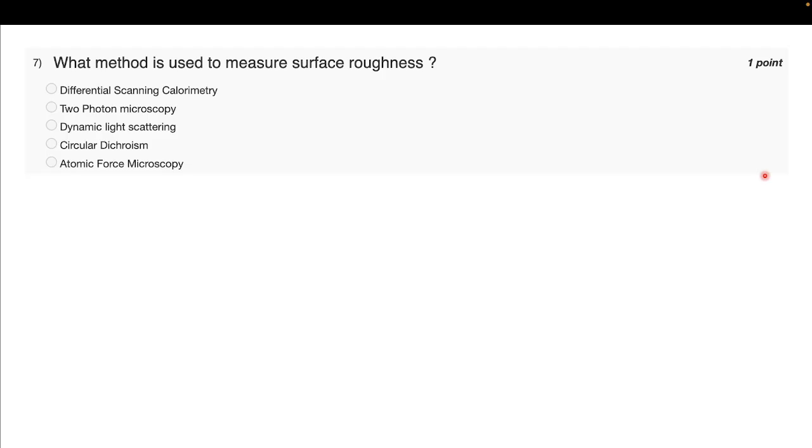Next is, what method is used to measure surface roughness? Nothing much to do with drug delivery as such, but yeah, a question nonetheless. So to measure surface roughness, what is the correct method? Is it differential scanning calorimetry, two-photon microscopy, dynamic light scattering, circular dichroism, or atomic force microscopy? If anybody knows the answer, please let me know.